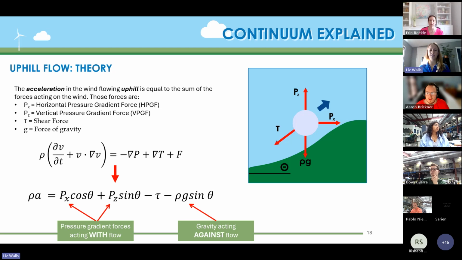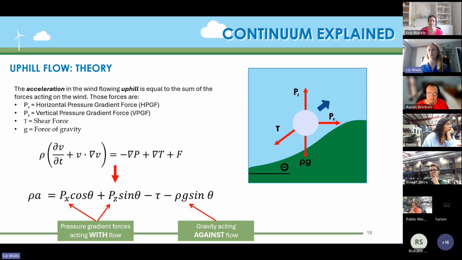With the horizontal pressure gradient force, that's always going to act with the flow of the wind. So that is helping, that is moving it along. And now we have the vertical pressure gradient force. That's also giving us a boost. So that is also helping to move the air up the hill due to that vertical gradient. Shear is always opposing the flow, so that still has a negative sign.